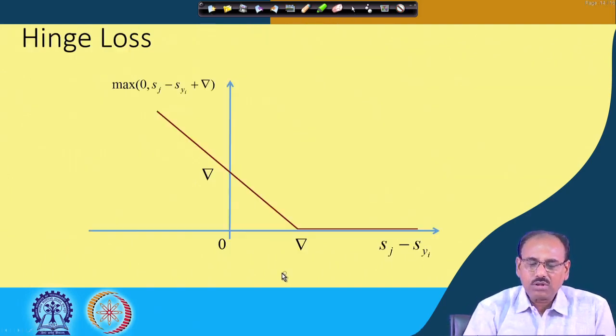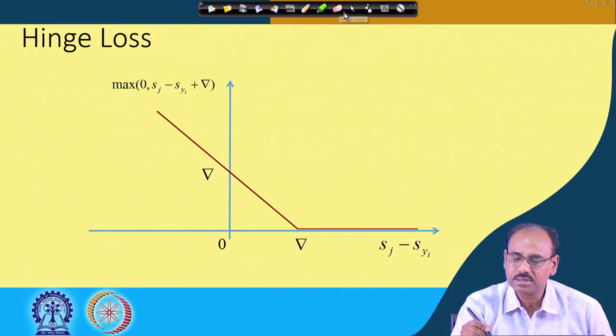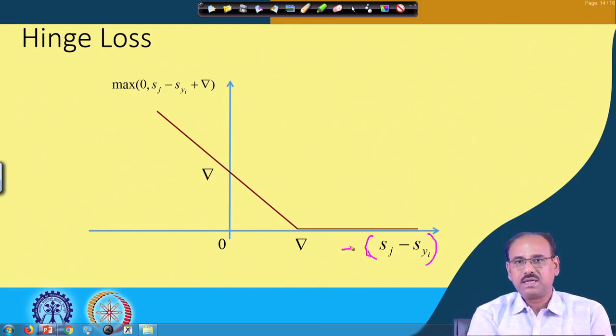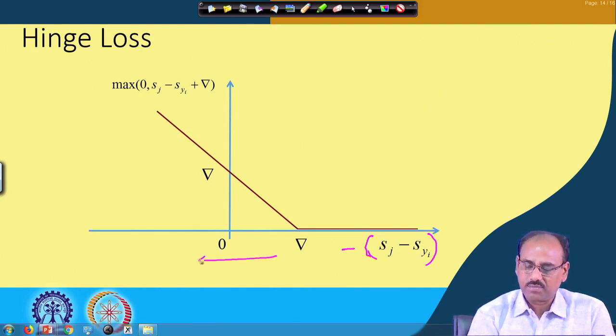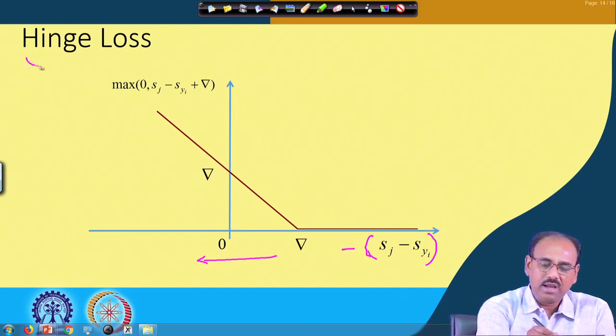Okay. And if you plot this loss function, which is max of 0, Sj minus Syi plus delta, versus Sj minus Syi, sorry, it should be just the negative of this, Syi minus Sj. As long as Syi minus Sj is greater than delta, your loss function is 0. The moment it becomes less than delta, the loss function goes on increasing, in this direction. And because of the nature of this variation of the loss function, this is what is known as hinge loss.